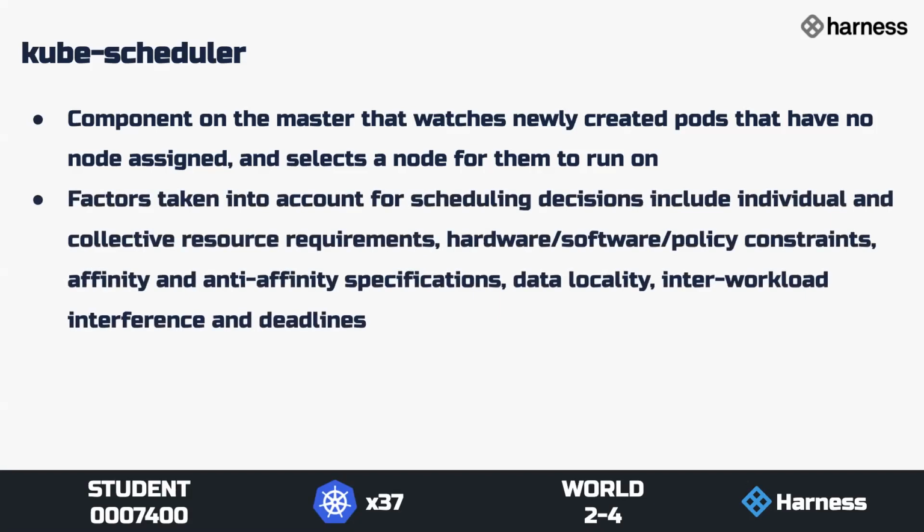There's a huge amount of things that the scheduler makes a decision based off. What are the resource requirements of the object you're trying to deploy? What are some of the constraints for the hardware, the software? Do you have a policy constraint in place? Do you have any affinity for a node? Do you have data issues that you need to connect with? Do you have inter-workload interference? Do you have any deadlines? The kube scheduler keeps tabs on all of these different factors and interacts with the kube API server to understand that, and then will schedule your objects or your resources that you're deploying into Kubernetes. It'll schedule those out appropriately.